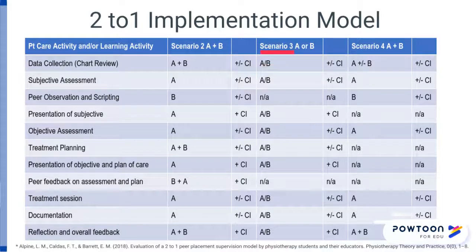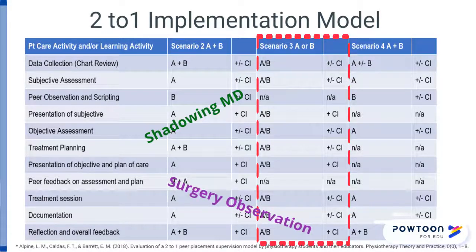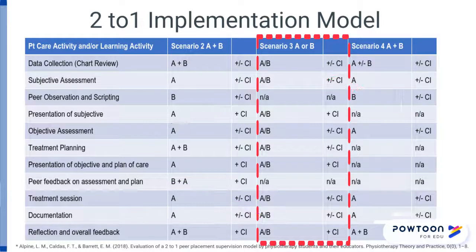Scenario 3 looks a little different because in this scenario, both students are independently seeing their own patients without their peer partner present. So in this case, the CI will be present for one of the students, but not present for the other. This scenario could also be used when one student is engaging in an alternative learning activity, such as shadowing a doctor, observing a surgery, or sitting in on a speech evaluation. You can also see that in this scenario, the peer learning activities are not performed.